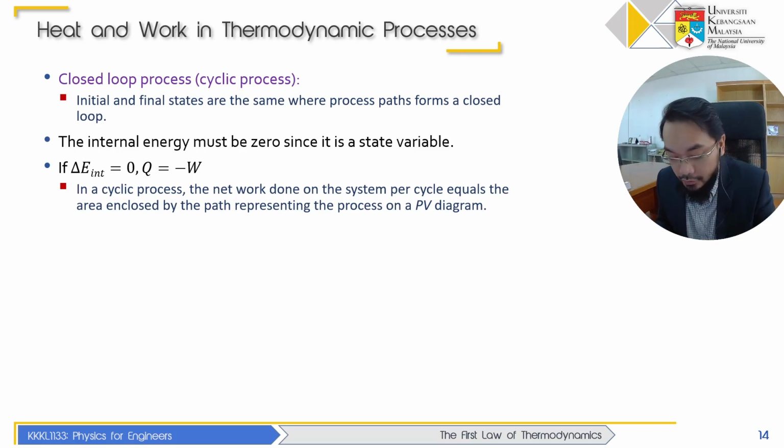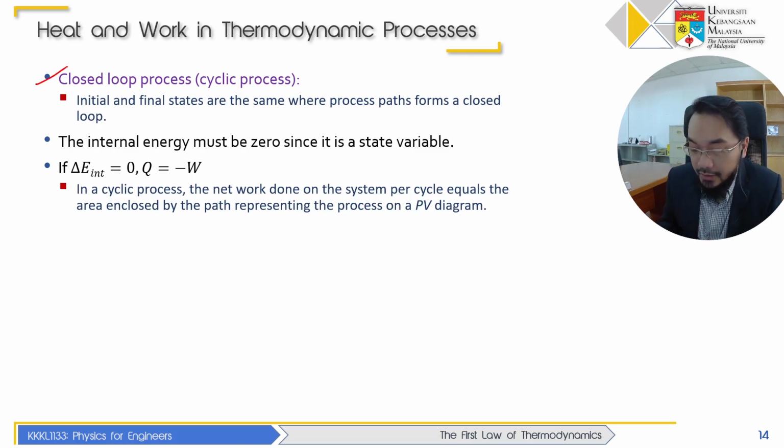Now let's look closely at heat and work in thermodynamic processes. Let's look at one example of a thermodynamic process, called a closed loop process or cyclic process. A closed loop or cyclic process is one where the initial and final states are the same, and the process path forms a closed loop. The change in internal energy must be zero since it is a state variable. If delta U is equal to zero, therefore Q must be equal to minus W.